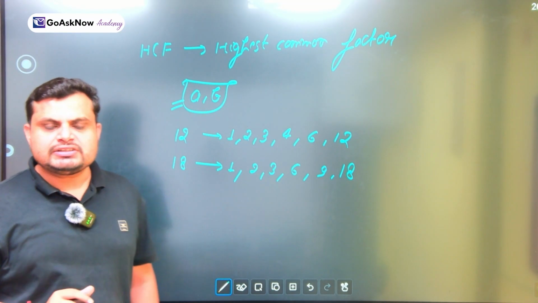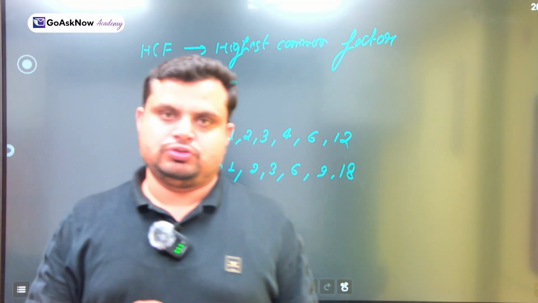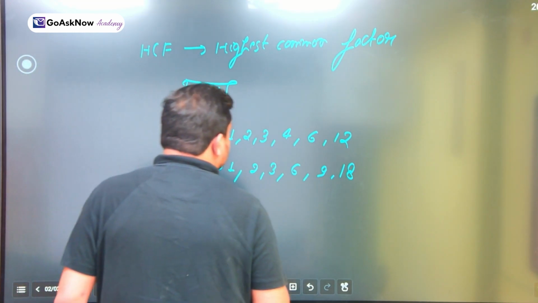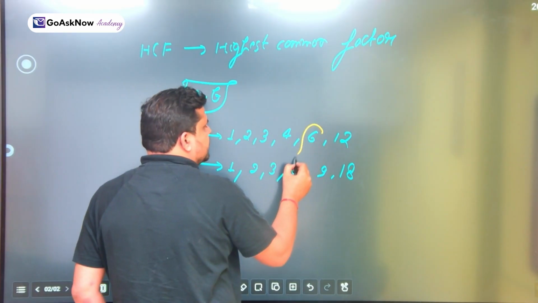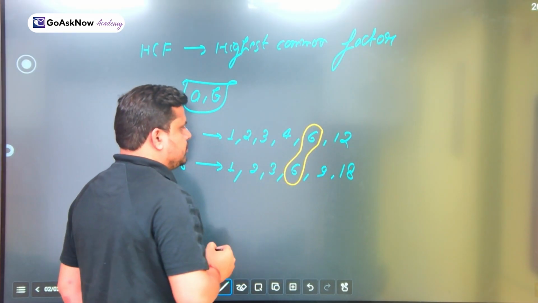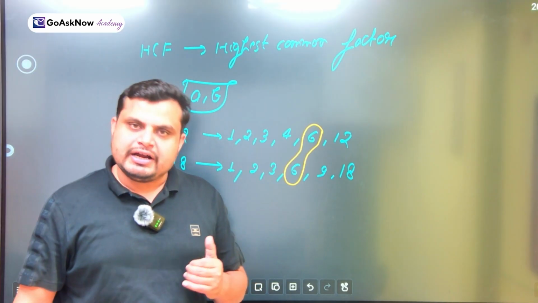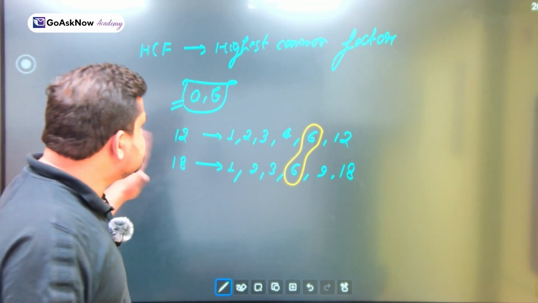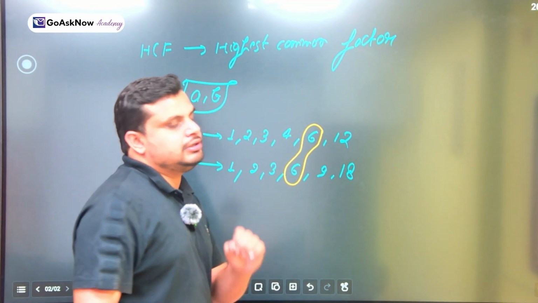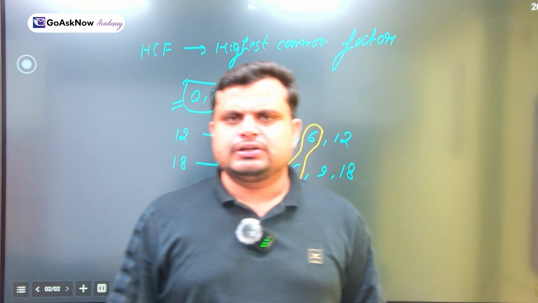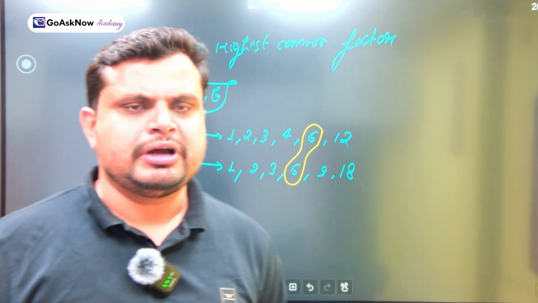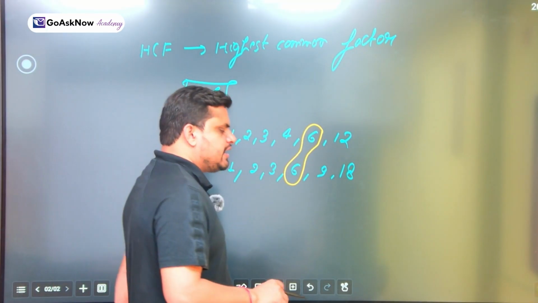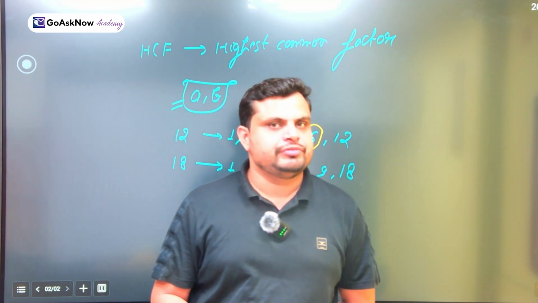So which is the greatest number which divides both 12 as well as 18? As you can see here, 6 is the greatest factor of both numbers. 6 divides 12 and 6 divides 18 as well. There is no other number greater than 6 which divides both numbers. So I think both concepts are clear in your mind, and these are concepts you have studied in your previous classes as well. I just wanted to give you a quick revision.